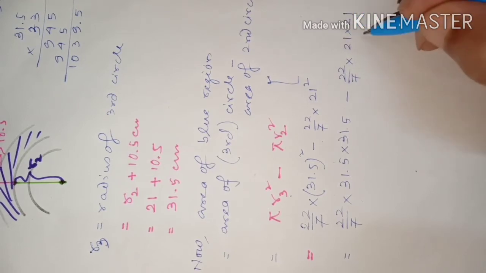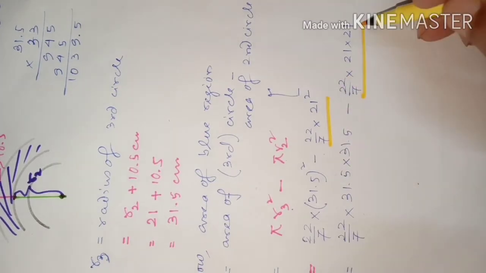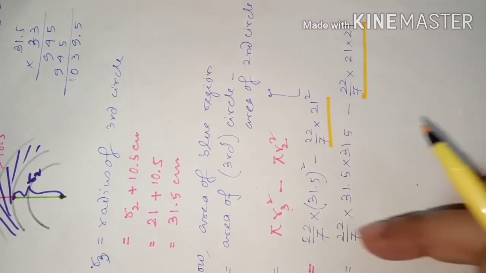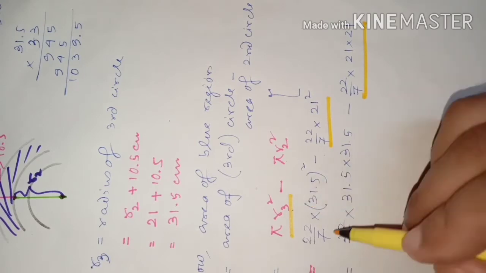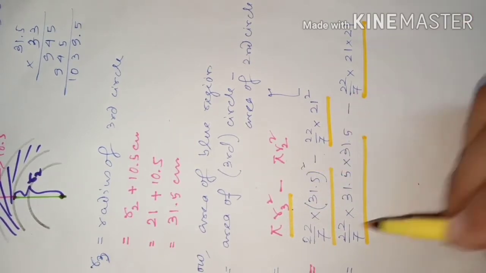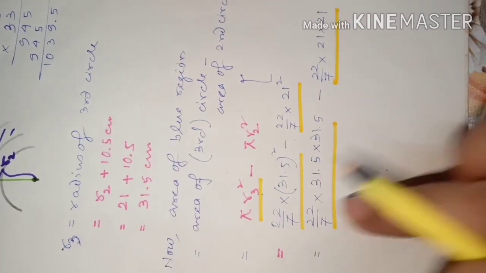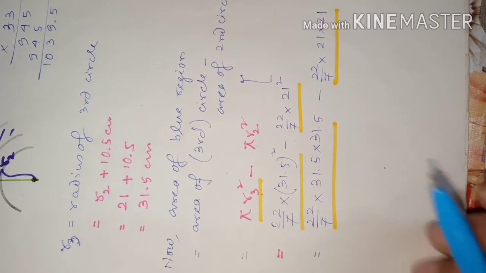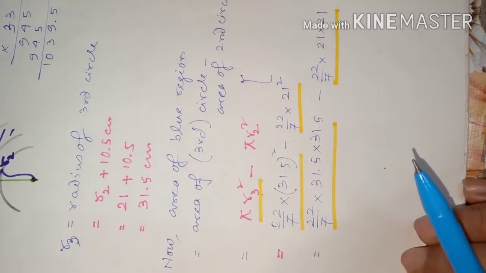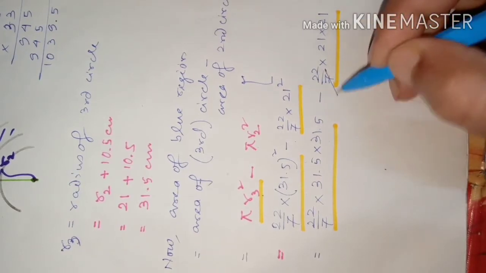This second part will give us the area of second circle, remember this. And here we are going to get the area of third circle. Now second circle's area here, third circle's area. This will be useful in our next calculation. That's why this time I am doing it this way. The second circle's area was hidden in the previous calculation, but here it will be very clear.